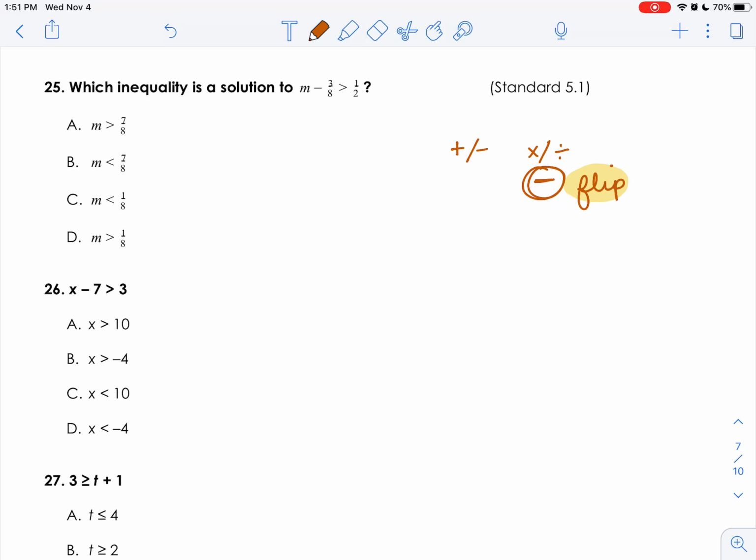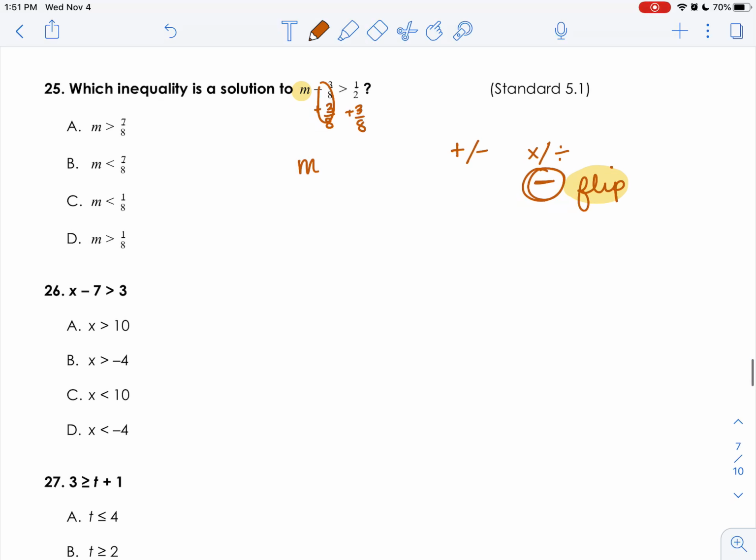So 25 says, which inequality is a solution to m minus 3/8 is greater than 1/2? So I'm just trying to get the m by itself. This is m minus 3/8, so I'm going to add 3/8 to both sides. Negative 3/8 plus 3/8 is 0, leaving me with m. I'm just adding, so I don't need to flip anything.